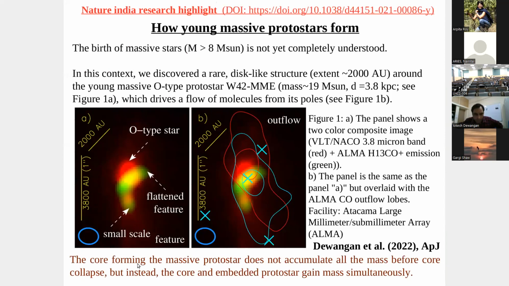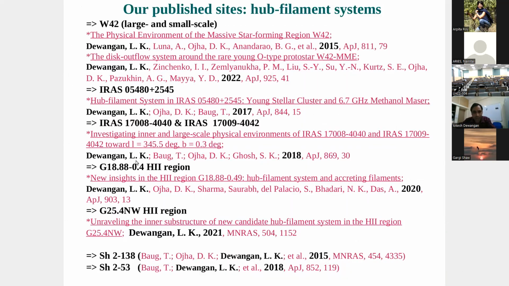And the most important thing is that the core forming a massive protostar does not accumulate all the mass before the core collapse. What I mean is, you can calculate the mass of the core hosting this massive star, and that is low mass. That is not a very massive one. So the low mass core is basically forming very massive stars. This is the result we have found, and some results related to the hub filament system we have published.